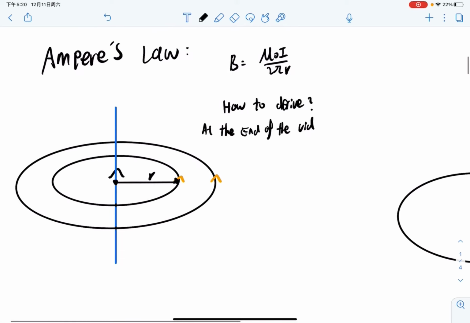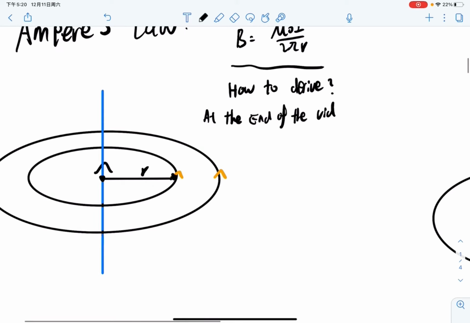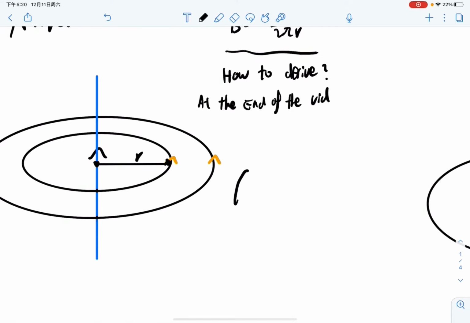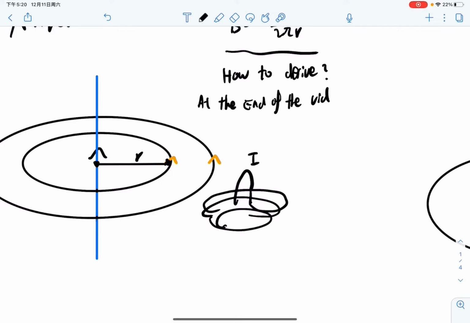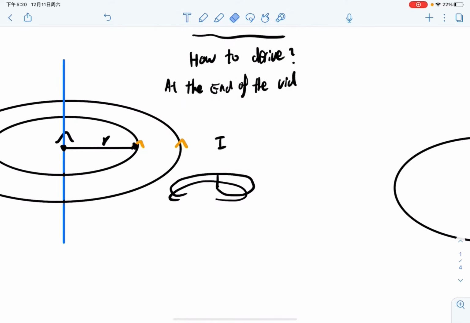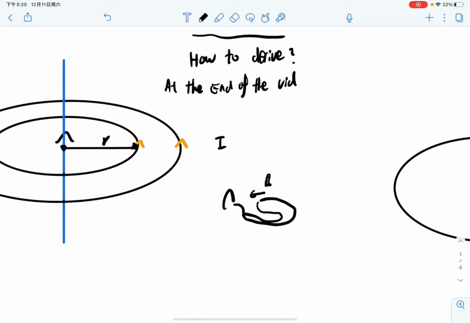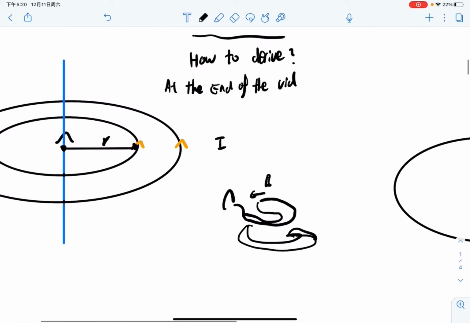For the direction of the magnetic field, you can use the right-hand rule: your thumb points in the direction of the current, and you hold your other 4 fingers around the wire. The direction of the fingers is the direction of the magnetic field. Here's B.